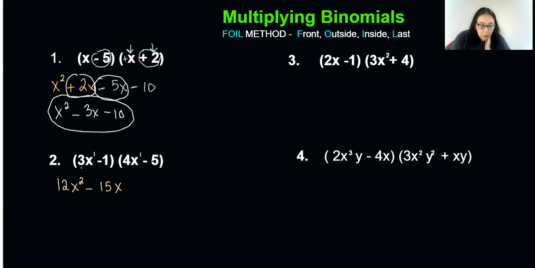So again, what did we do? We took the 3x times each term in the other set of parentheses. Because remember, this means times. There's nothing between the parentheses. That means multiply.